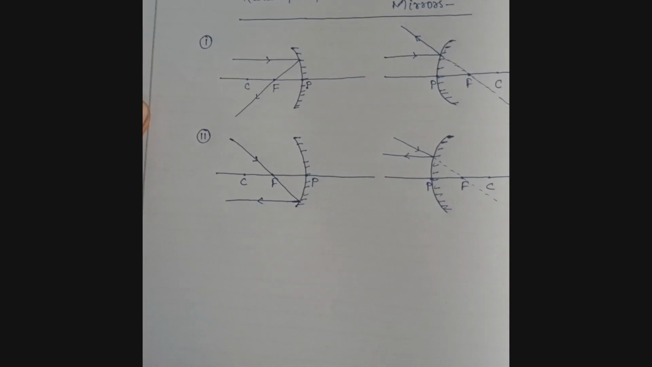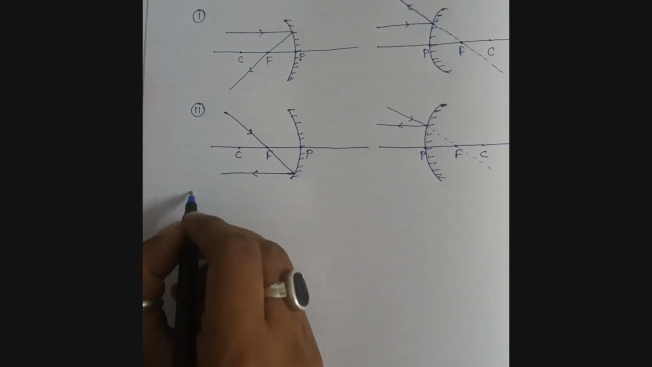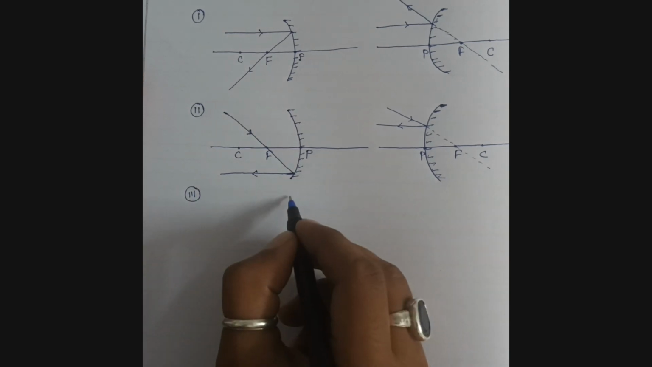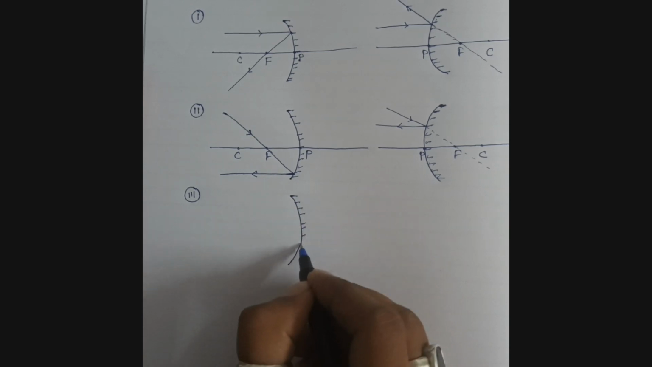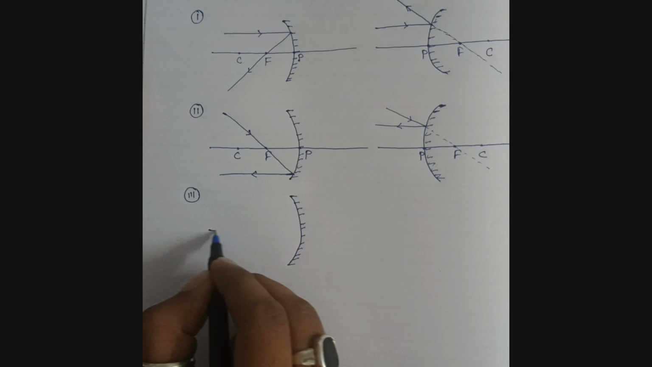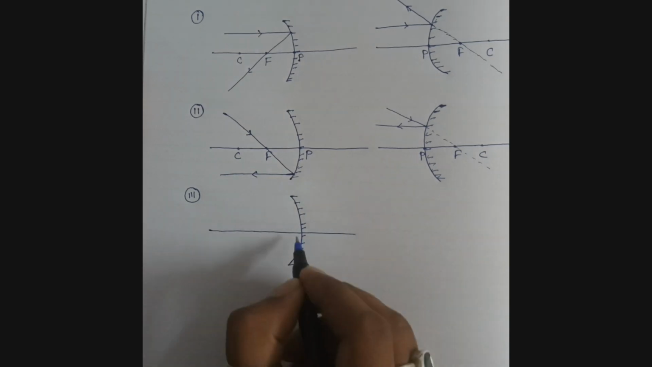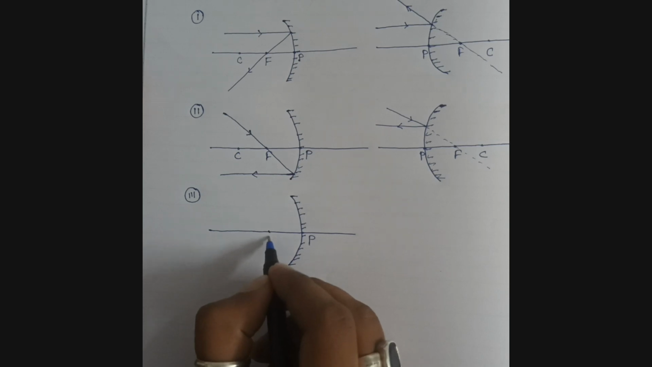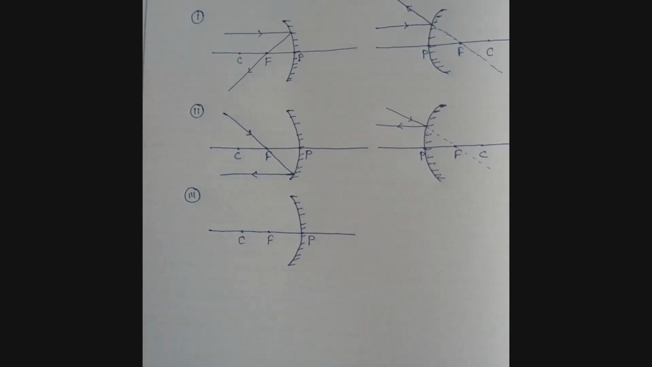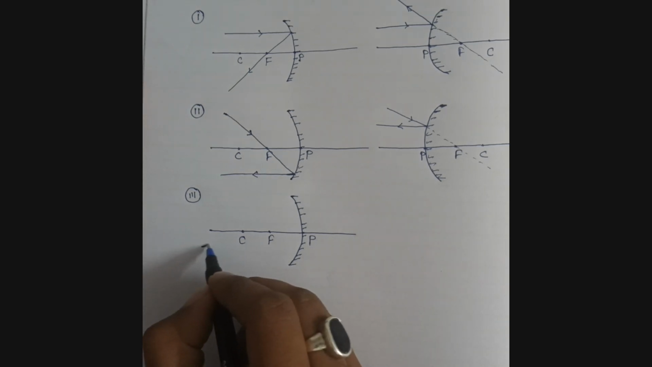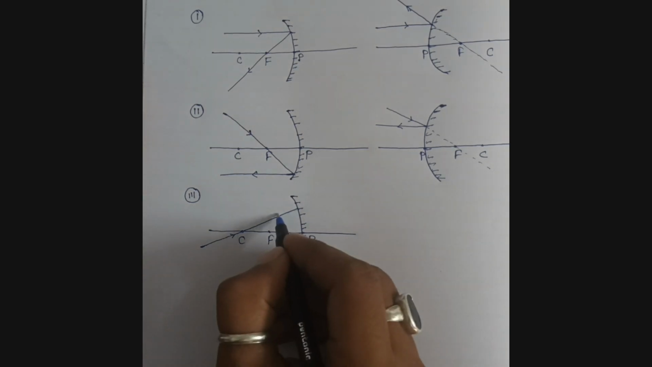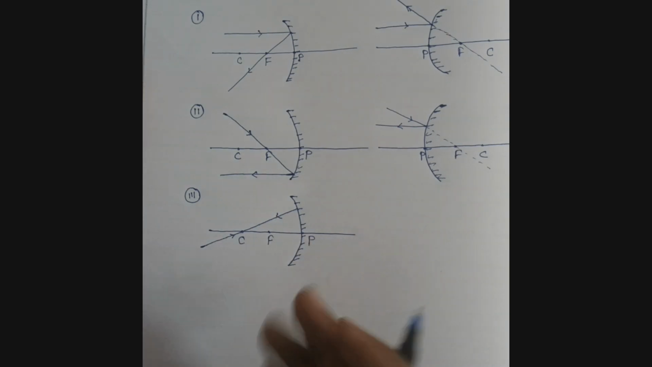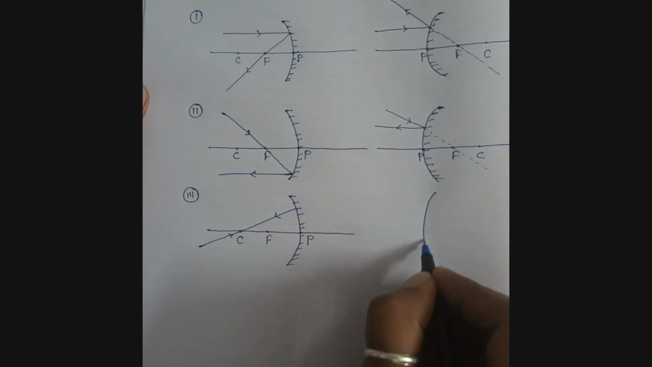Now, in the case of the third rule, let us consider again, we draw the concave mirror. This is the pole, this is the focus, this is the center of curvature. Now, if any light ray passes through the center of curvature on the spherical surface, it reflects back on the same path without getting diverged. The same thing is followed in the case of the convex mirror as well.